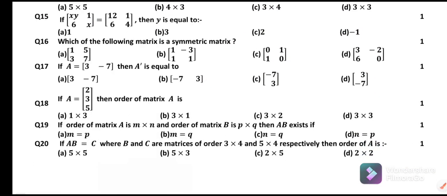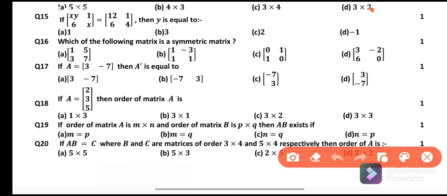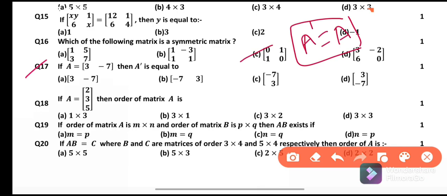Next question, which of the following matrix is a symmetric matrix? And the answer is C option, because when we take transpose of this matrix, it is equal to itself, that is A transpose is equal to A. Next, 17th question. If A is equal to [3, minus 7], then A transpose is equal to, very simple question. Take transpose of this matrix, we get 3 minus 7. So answer is D option.